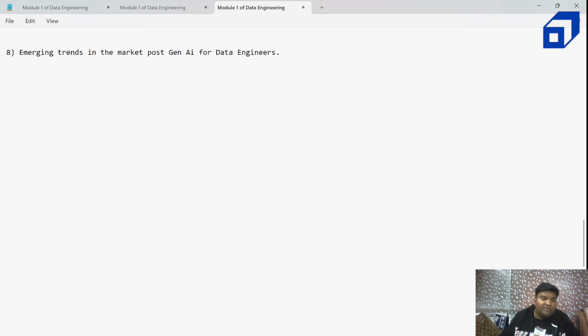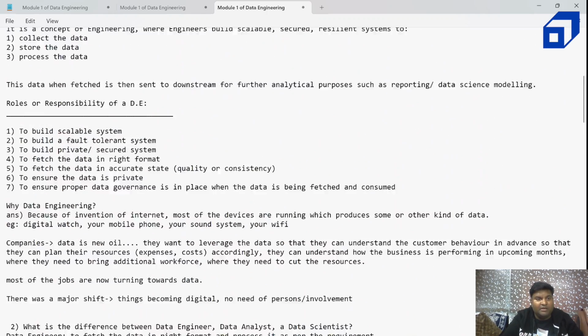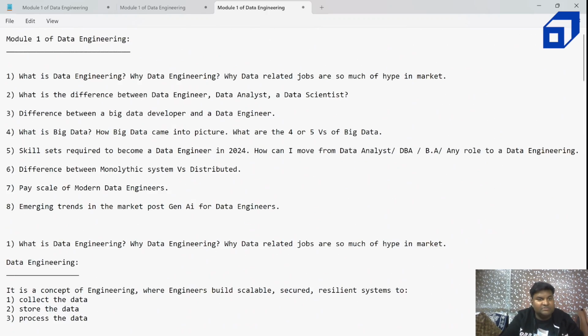So we have covered all the 8 points today in this module 1 of data engineering. I hope you liked the session. If there are any questions, please do not hesitate to ask. Thank you very much. We'll meet again in module 2 of data engineering. I hope everything is clear.